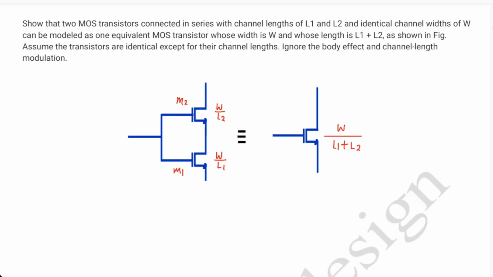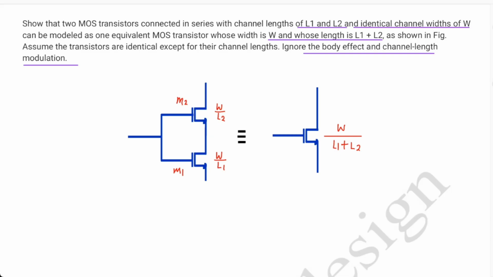Hello everyone. So in this numerical, they have given two MOS transistors connected in series with channel lengths of L1 and L2 and identical widths of W. So this can now be modeled as one equivalent MOS transistor whose width is W and whose length is L1 plus L2. Ignore body effect and channel length modulation. Okay, so we have to model this equivalent of this series connected transistor as this.